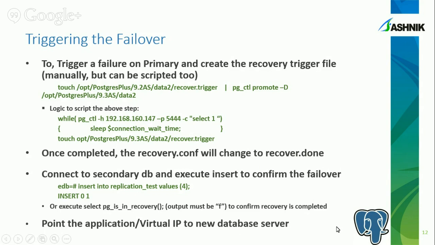Now, you can connect to the secondary server and test it. You will be able to test it either by trying to do some write transaction, or you can use pg_is_in_recovery, which should be false, which means that the current server to which you are connected is not in recovery mode. And then you can shift your application, or if you don't want it to be known to your application, then just shift your virtual IP to the new database server.